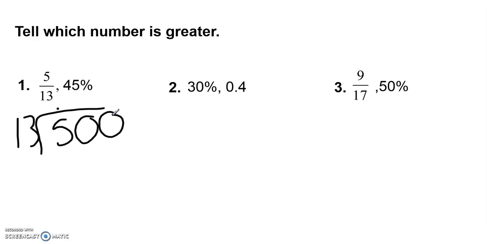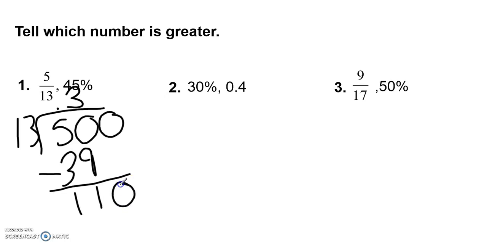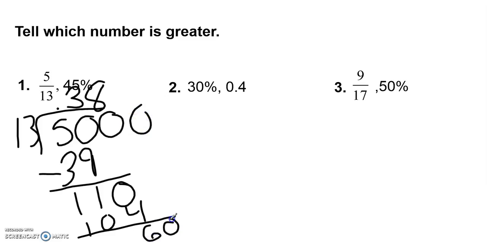13 goes into 50 3 times, and that's 39. We subtract that, so we get 11, bring down the 0. 13 goes into 110 8 times, and that is 104. We have 6 left over, bring down another 0. This is going to be 4, and that's 52. Subtract that, we get 8, and it's just going to keep going on, so I'm just going to stop here.